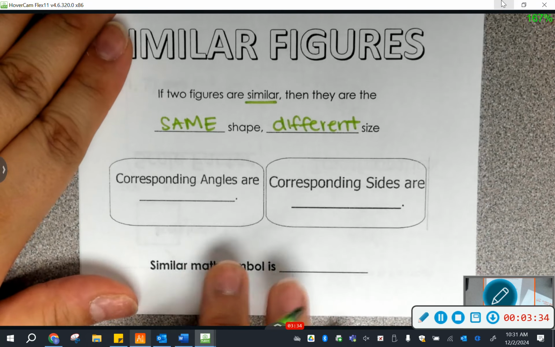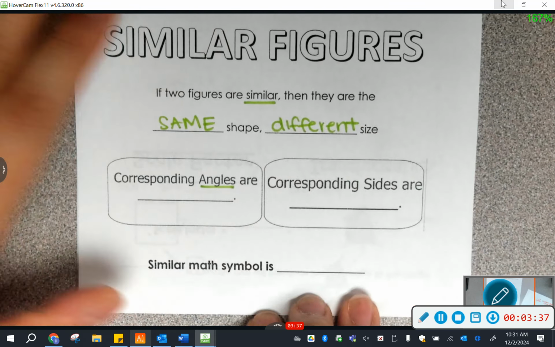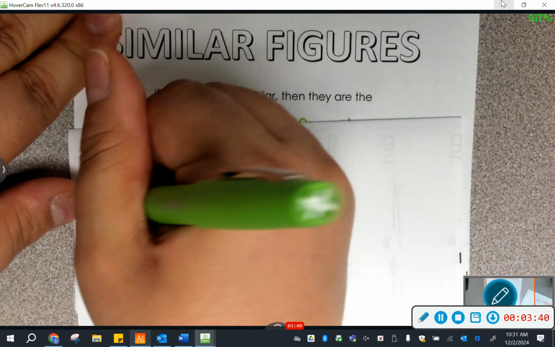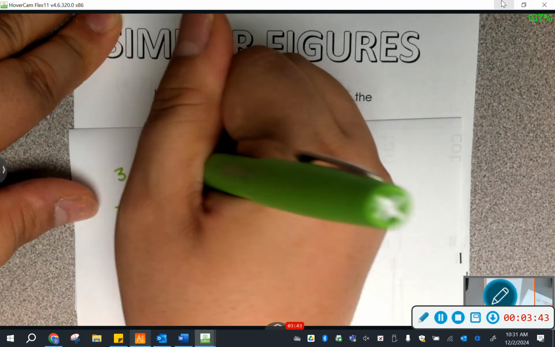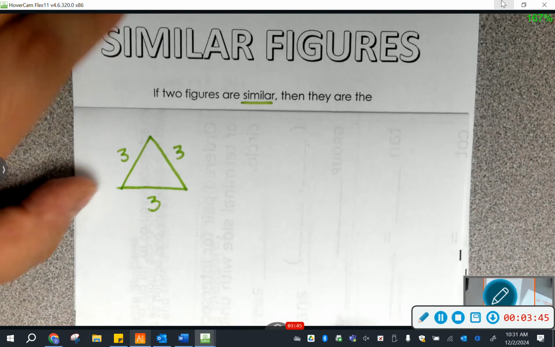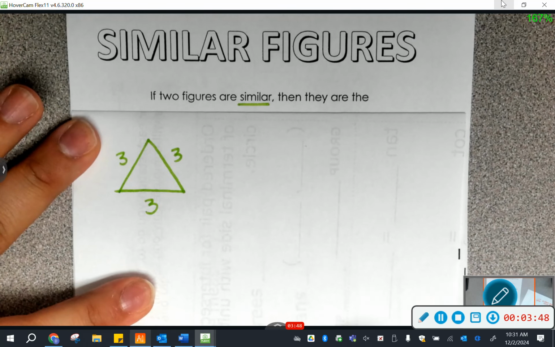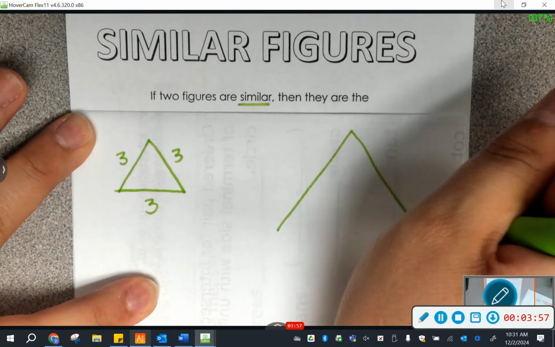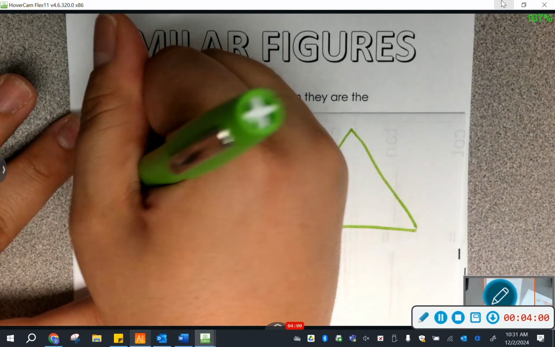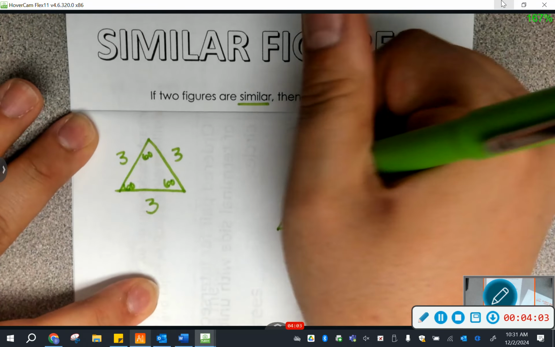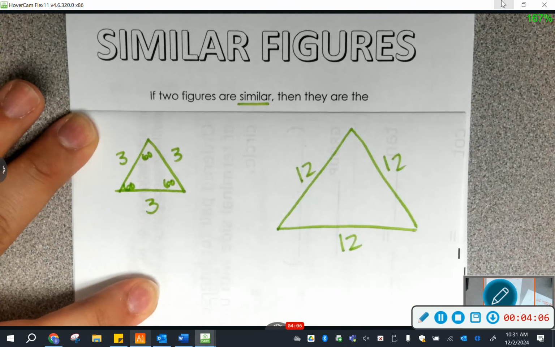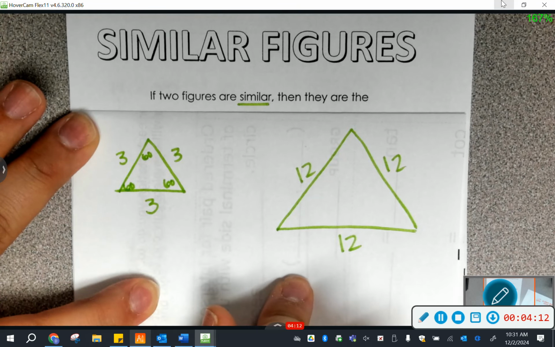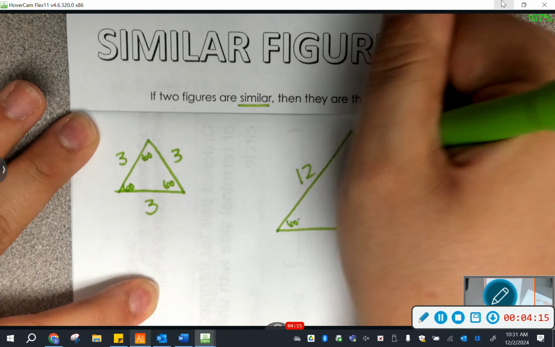Something I need you to know is that the angles, let me do an example before I do that. What shape is this? Be more specific. Do y'all agree this is an equilateral triangle? What do we know about an equilateral triangle? Inside an equilateral triangle, each angle equals 60. Do y'all agree with that? What about this shape right here? Same thing. But it's bigger. Can the angles be the same, even though it's bigger? Yes.